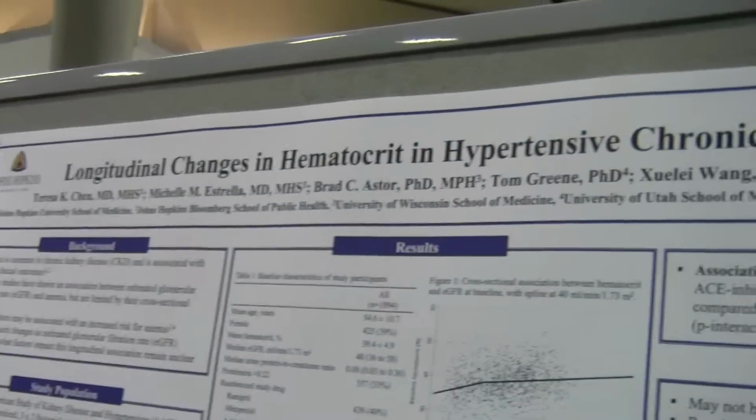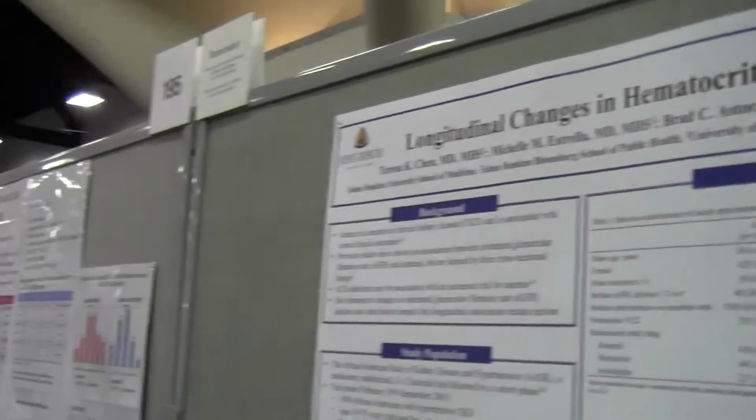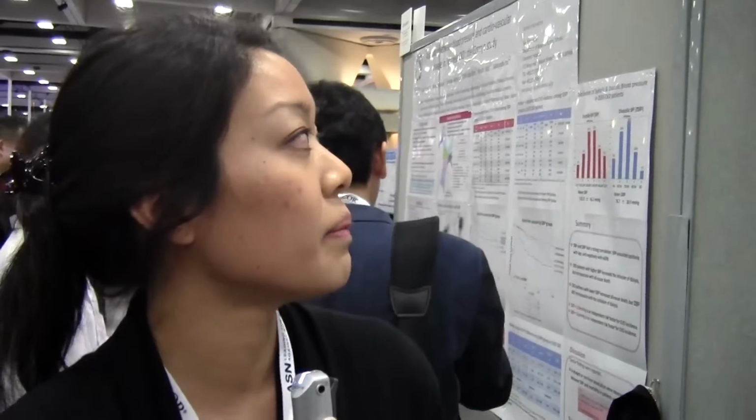Hi, my name is Theresa Chen, and I'm from Hopkins University, and my study was looking at the longitudinal changes in hematocrit in hypertensive chronic kidney disease. The reason why we were interested in this study was because anemia is common in chronic kidney disease, and studies have shown that there's an association between lower eGFRs and increased risk for anemia, but these studies have been cross-sectional in nature, and so they limit our ability to see how hematocrit changes in the context of CKD progression.